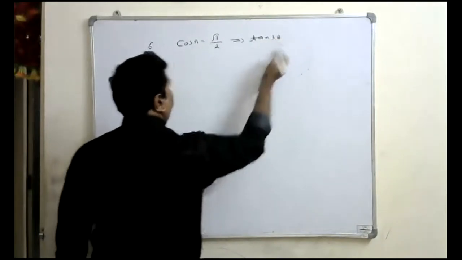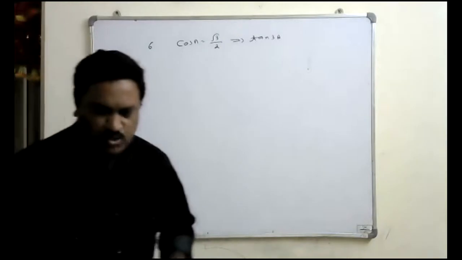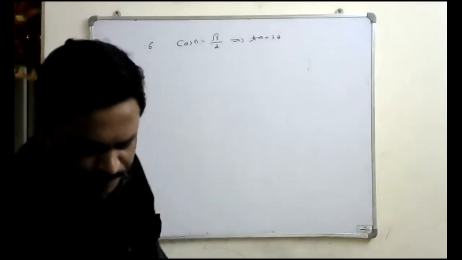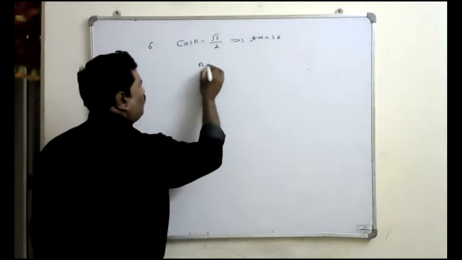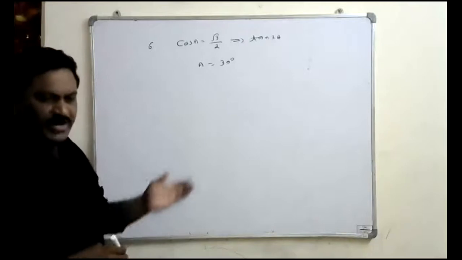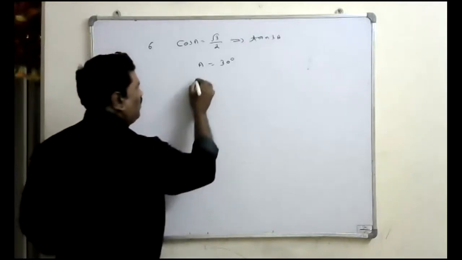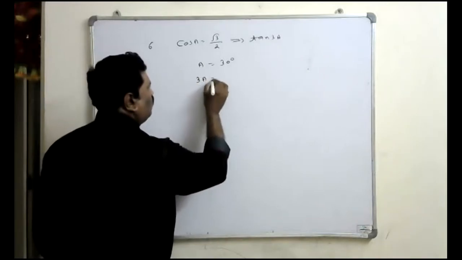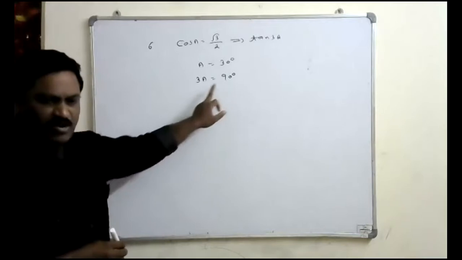If you want to find it, tell me for what angle cos will give root 3 by 2? 30 degree. Cos 30. That means A is equal to 30 degree, right? Now, if you multiply by 3 on both sides, then 3A is equal to 90 degree. So 3A value is 90 degree.